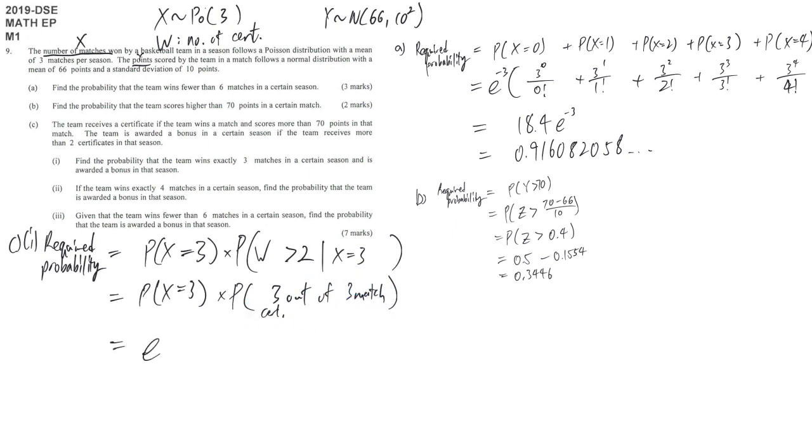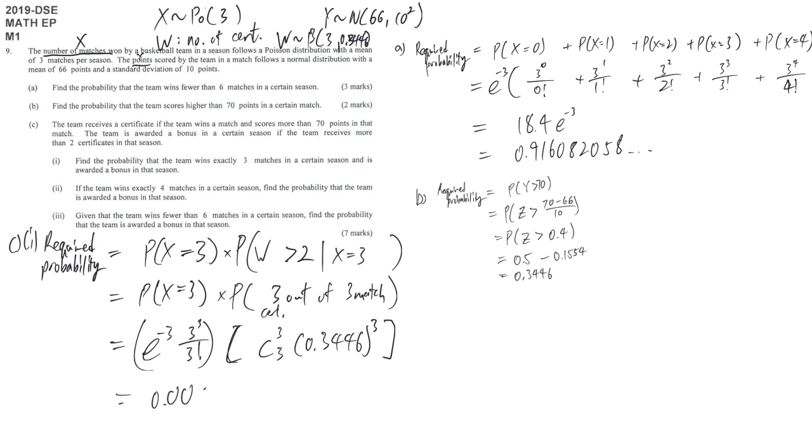So the first part by the Poisson distribution is e power of negative 3, 3 power of 3 divided by 3 factorial. And then the second part is W follows a binomial distribution. Now we have 3 chances, and the probability is 0.3446. So that's why, in this case, among 3 we get 3, and we succeed 3 times in a row. Therefore, the answer is 0.009168005.